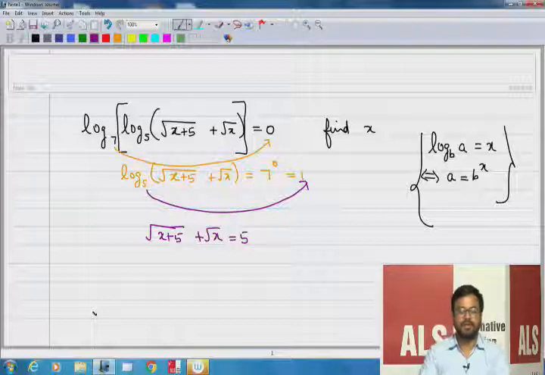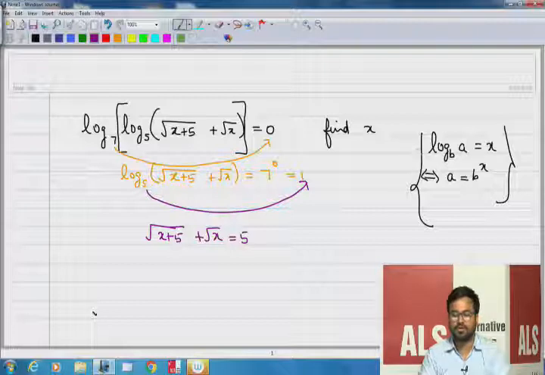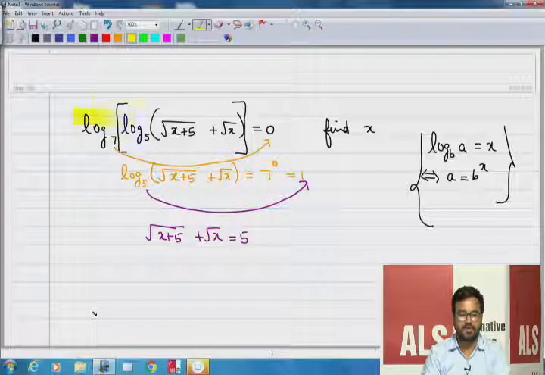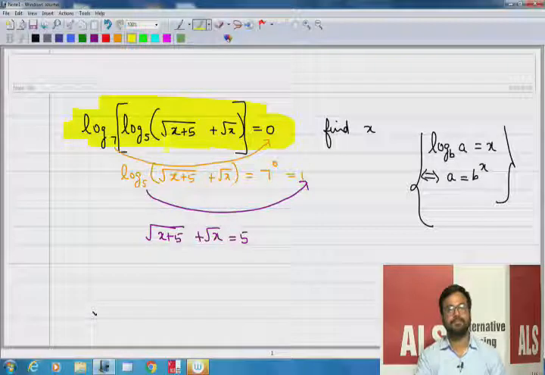Okay, so did you understand how I converted this logarithm? Let me explain once again. This was the question which we have got. The question says find the value for x, and it is like this: log of base 7, then again log of base 5, and in the argument it is root of x plus 5 plus root of x, is equal to 0. Since we have to find the value for x, we have to eliminate this log step by step, and in the last class also we have done this type of question.